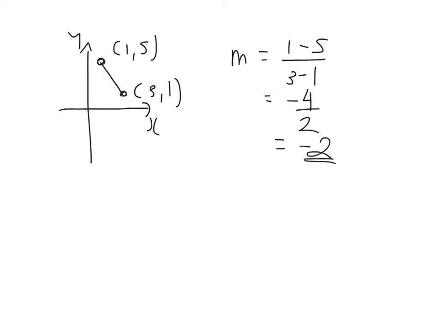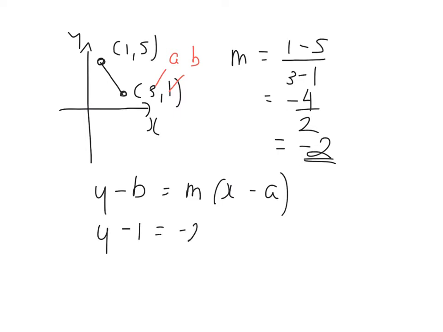Now if I'm going to use the method y minus b equals m bracket x minus a, I take either of the points, doesn't matter which, and I label them a, b. Y minus b equals m bracket x minus a. Where I see a, I'll replace it with 3, b with 1, and m is equal to minus 2. So that's y minus 1 is equal to minus 2 bracket x minus 3.